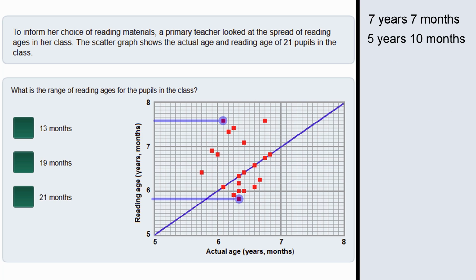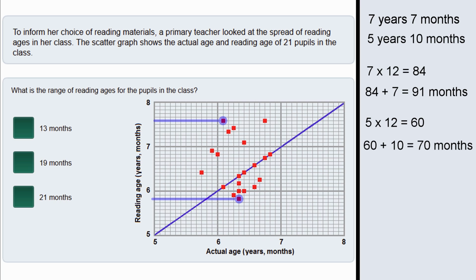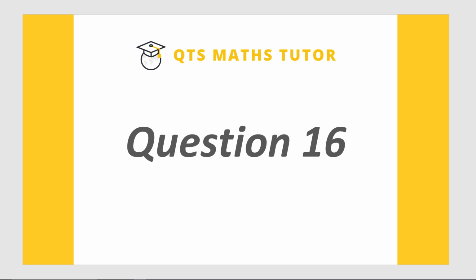The other, perhaps more logical way of doing it is to work out the total number of months. So 7 years, 7 months, what we could do is say, well, that is 7 times 12, which is 84 months, plus another 7, 91 months. And then 5 years, 10 months, well, we could say that 5 years is 5 times 12, 60 months. And then we could say 60 plus another 10 months gives me 70 months. And the calculation we could do there is 91 minus 70, which gives us 21 months.